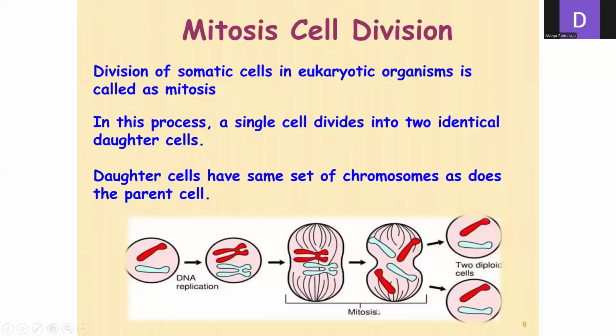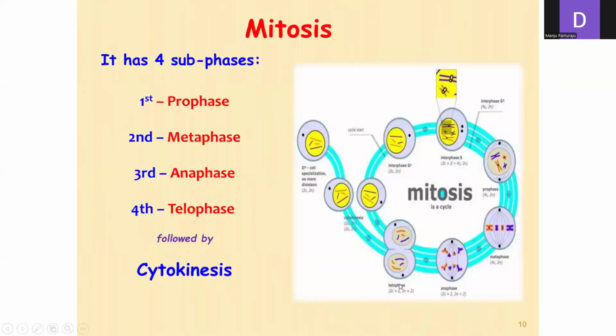Here is the mitosis. So same cells, and here two diploid cells. So mitosis has four subphases.